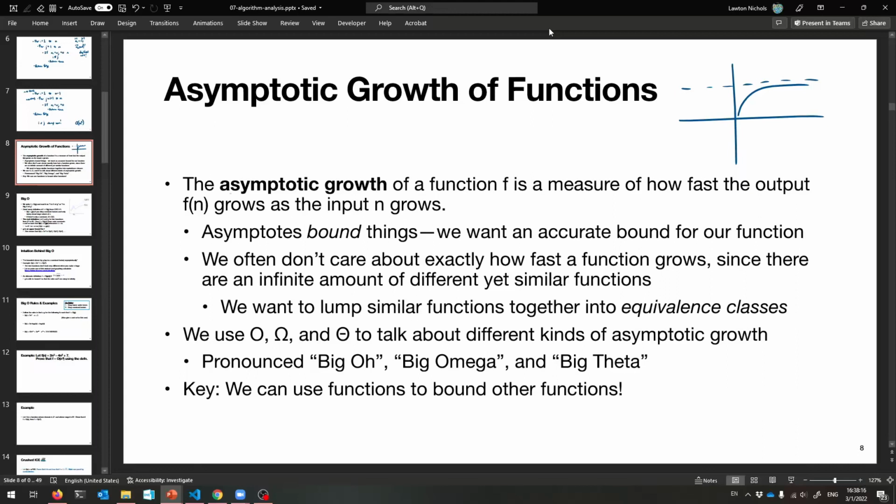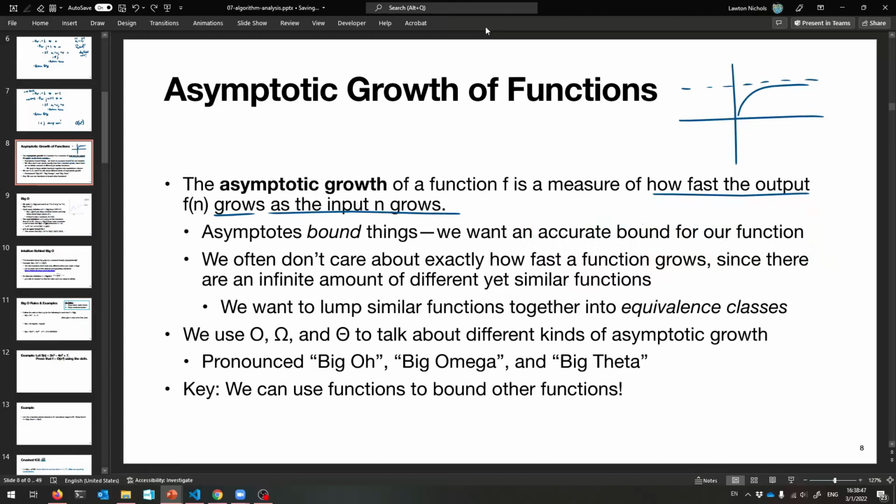Okay? So the asymptotic growth of a function is just how fast the output of that function grows as the input grows. Okay? So how fast the output grows as the input grows. That's the key. That's what asymptotic growth means. And we're looking for that bound, that dotted line essentially. We want a very simple way to talk about how big things are getting, how much work we're doing as our input grows.